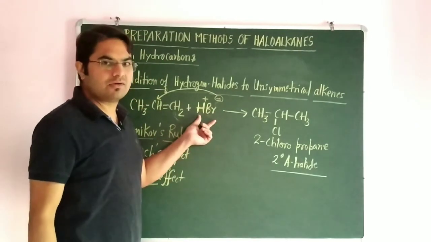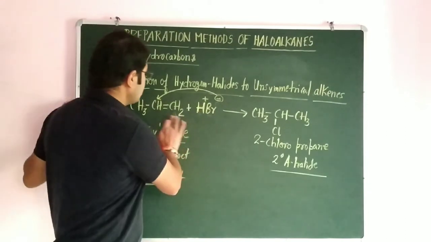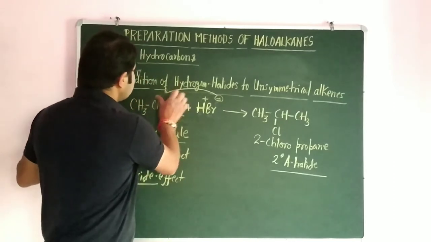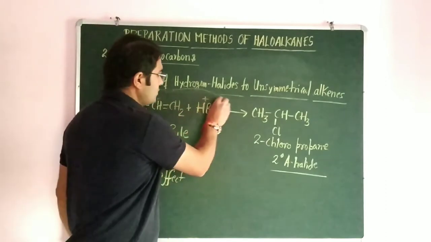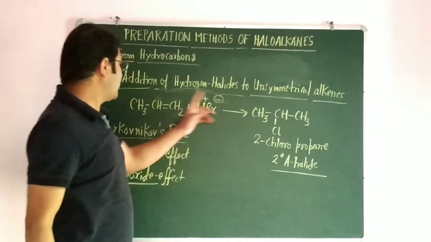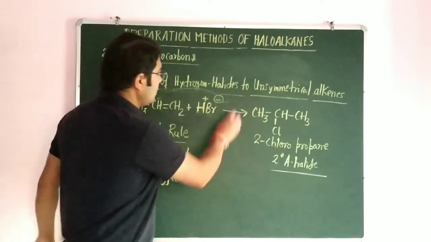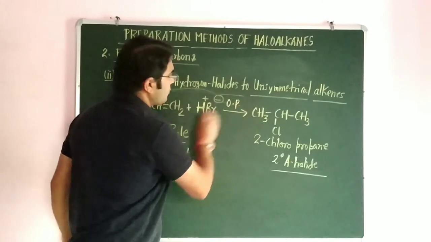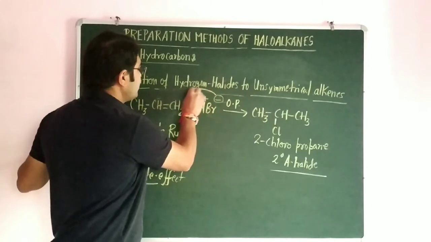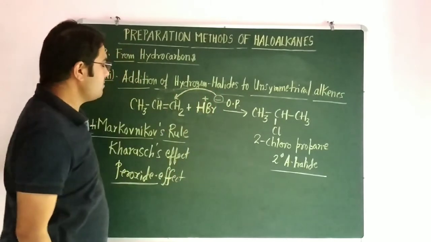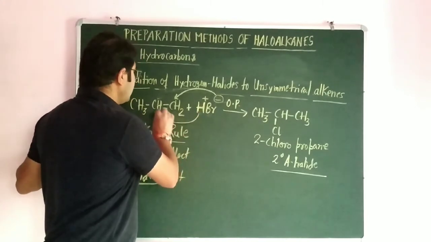In this anti-Markovnikov rule we use only HBr instead of using HCl or HI. We use only HBr, and the rule is just opposite of Markovnikov's rule. So in Markovnikov's rule we add the negative part to the carbon atom which contains fewer hydrogens. Here in this anti-Markovnikov rule, in the presence of organic peroxide, the negative part of the adding molecule is attached to that carbon atom which contains more hydrogen atoms, or oppositely we can say the positive part is attached to that carbon atom which contains fewer hydrogen atoms.